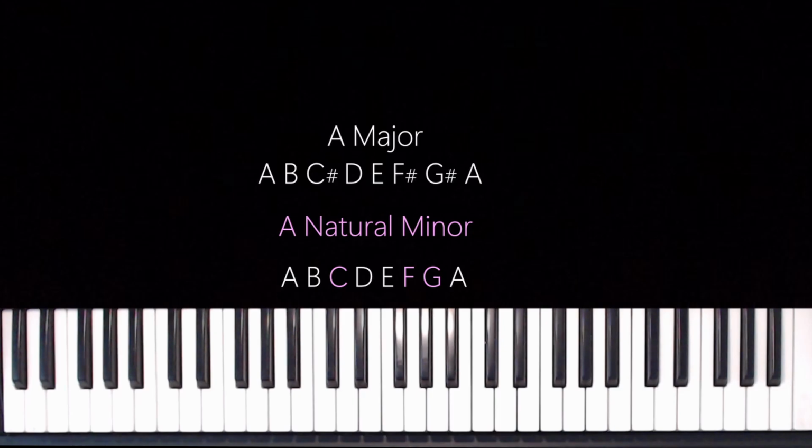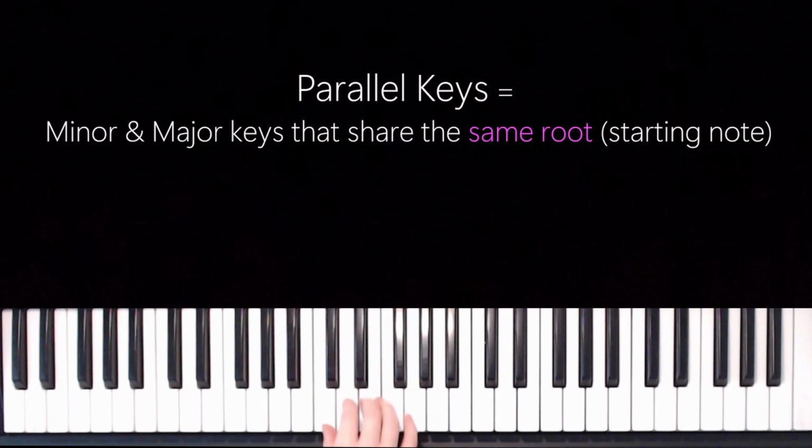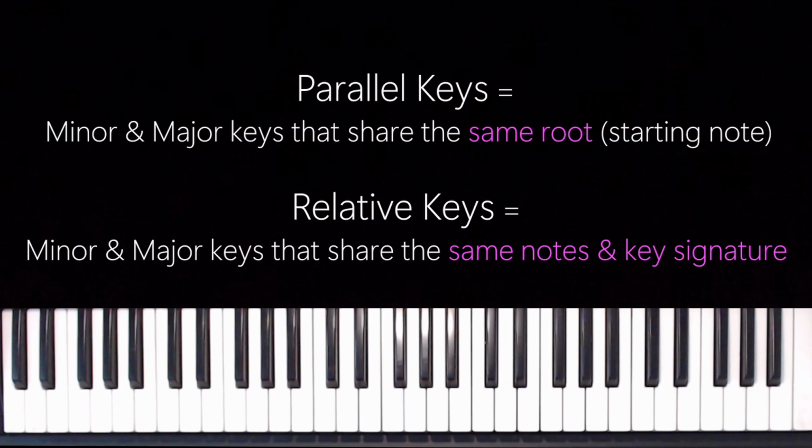Now, something not to be confused is the parallel minor. So this is C major and this is C minor. They're not actually called relatives, they're called parallels. So F major and F minor, they're parallel major and minor, and so on. But the relative is always the 6th degree of whatever scale you're in.